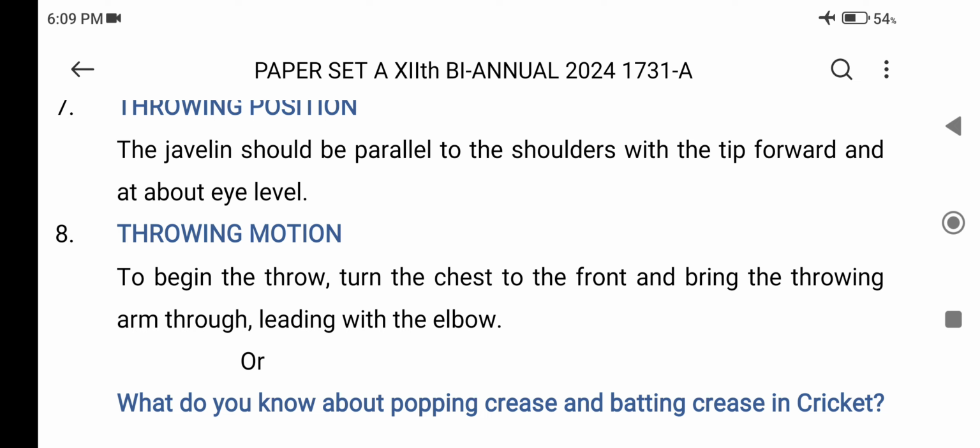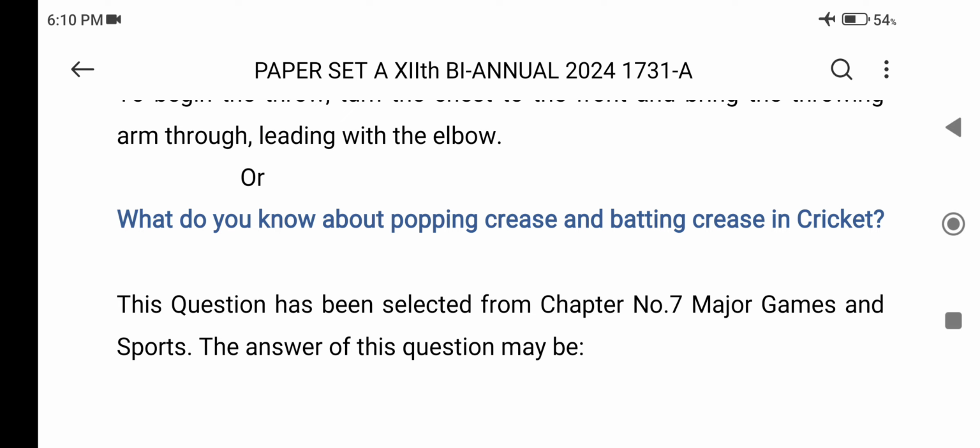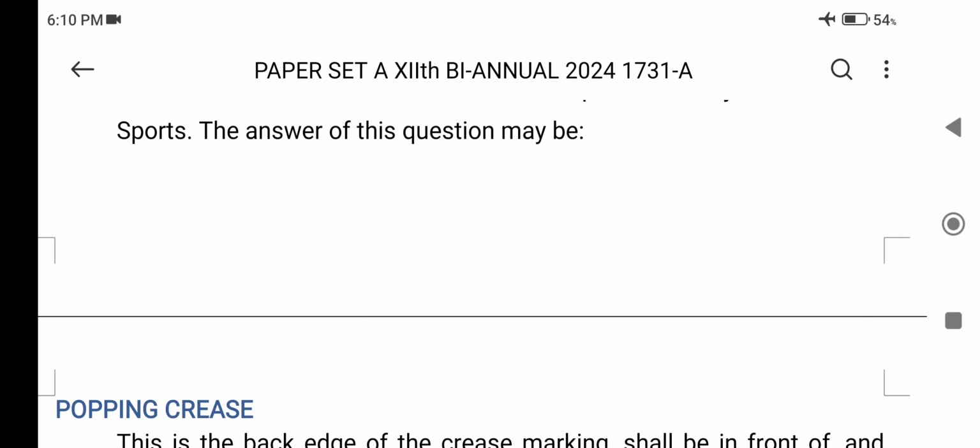with the elbow. Question number 21. What do you know about popping crease and batting crease in cricket? This question has been selected from chapter number 7, Major Games and Sports. The answer of this question may be: popping crease.